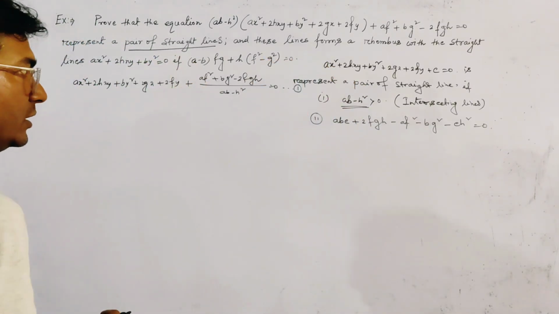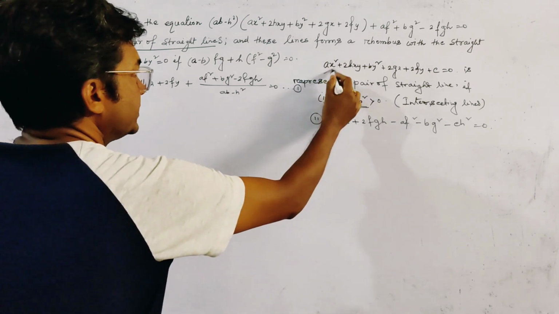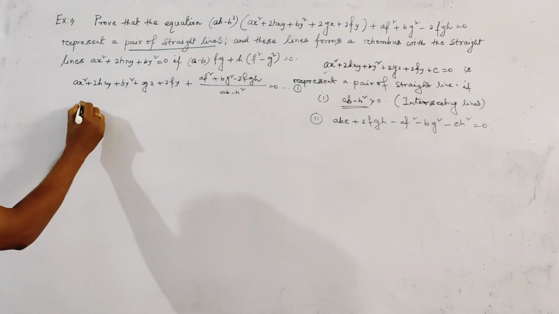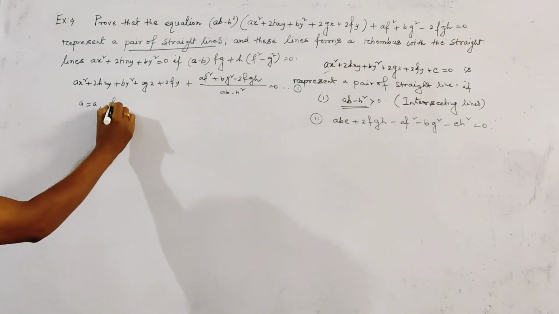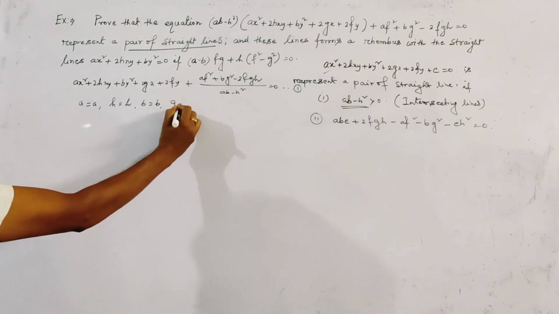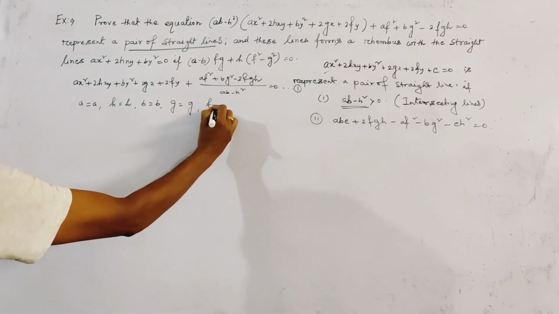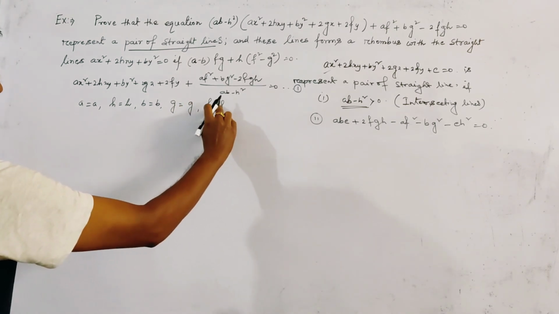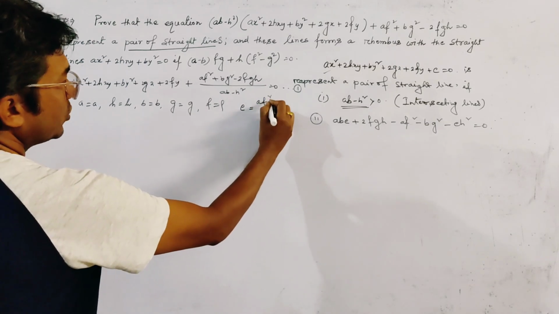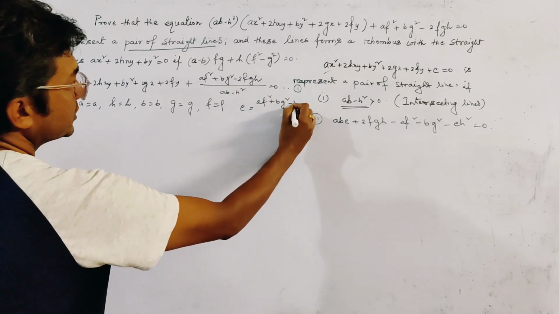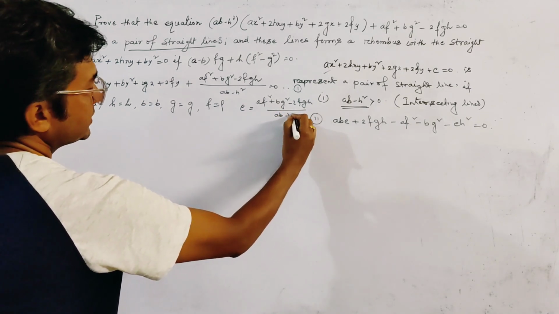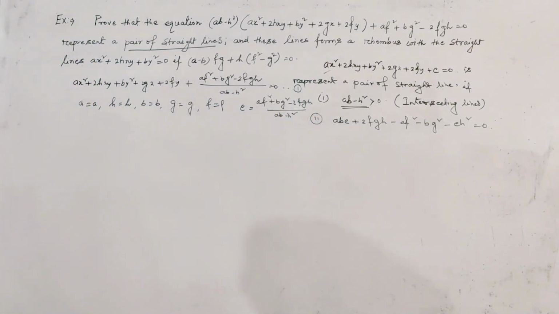Now comparing this with the given equation, we can write that a equals a, h equals h, b equals b, g equals g, f equals f. Only c changes: c equals (af² + bg² − 2fgh)/(ab − h²).